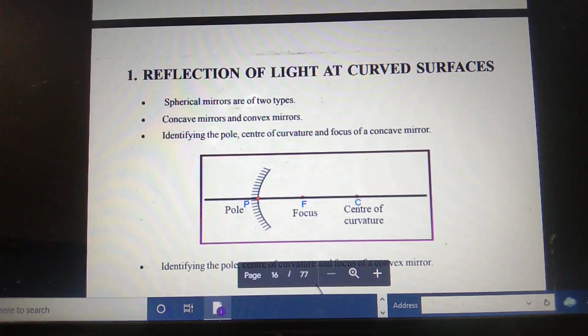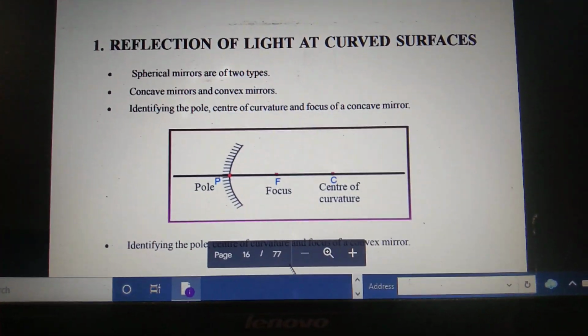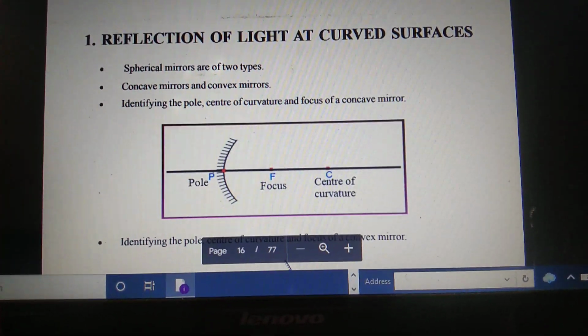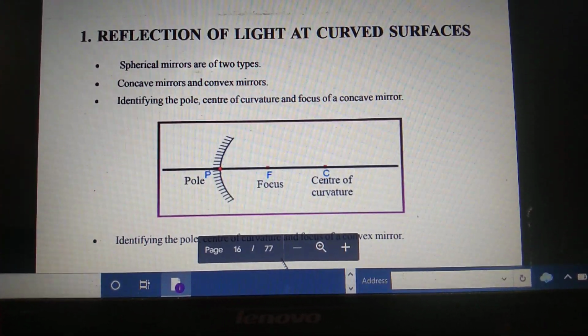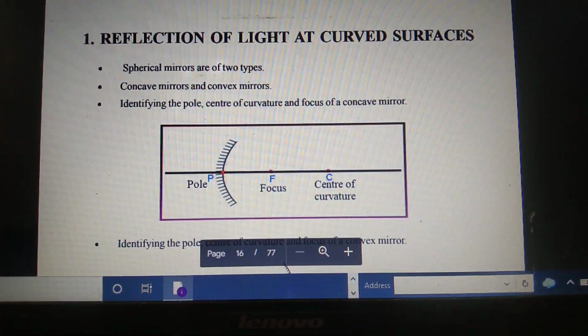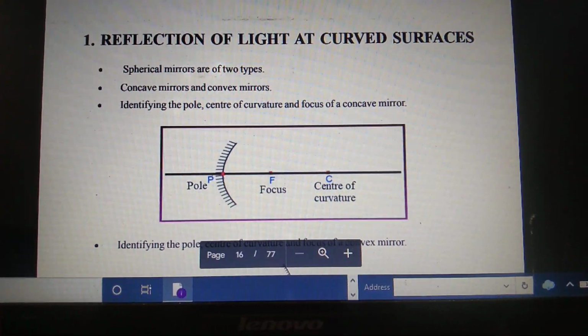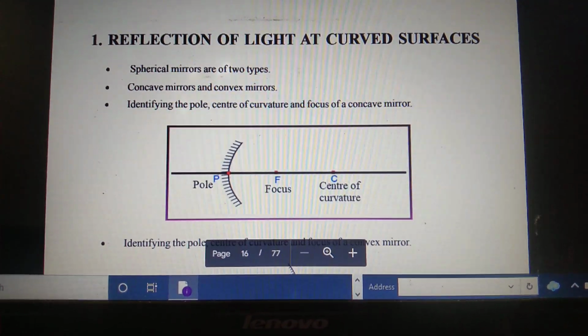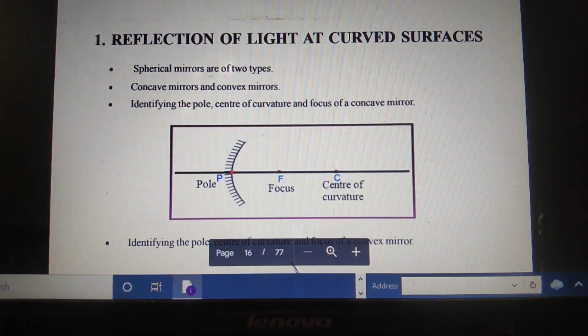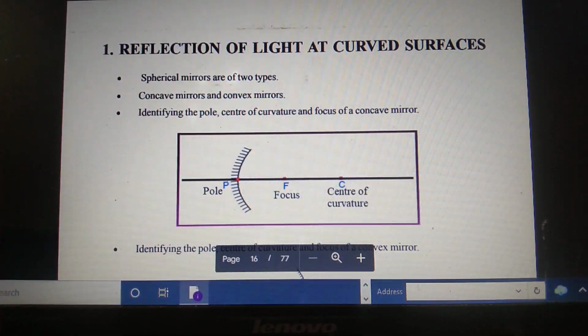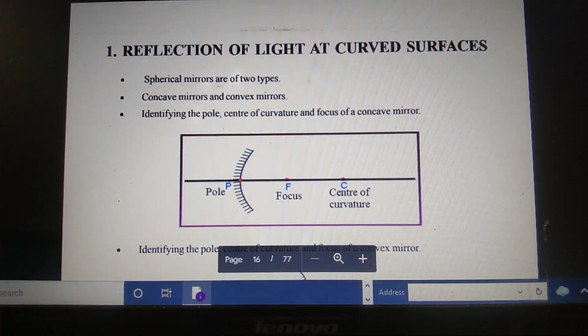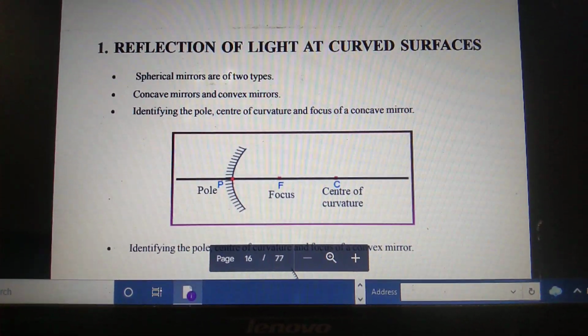Sometimes they'll ask you to identify the pole, center of curvature and focus of a concave mirror. You can see the diagram: pole, focus and center of curvature, right? So they may ask identifying the pole, center of curvature and focus of a convex mirror. That is for 2 mark question.